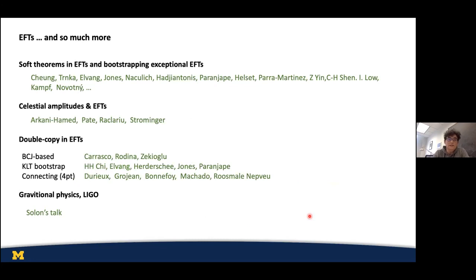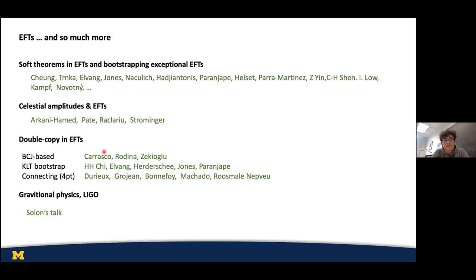For example, the ideas of soft theorems in effective field theories, and the idea of bootstrapping exceptional field theories, which are those of Goldstone bosons of various types. There's a lot of people who worked on that in different contexts. Then there's starting to be effective field theory showing up in the context of celestial amplitudes, which is a vast field. Here's just mentioned a few, one particular paper where EFTs come in.